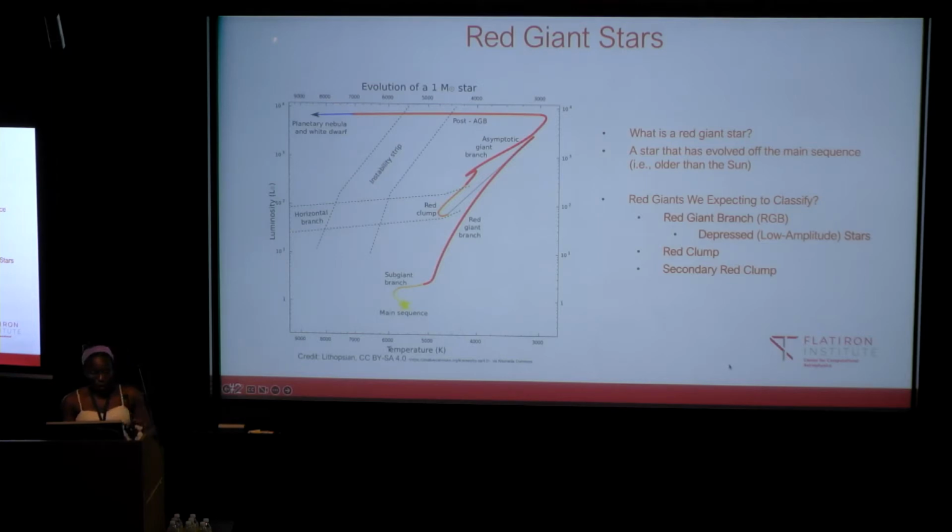For this project, we are looking to classify 4 different types of red giant stars. Those include red giant branch stars, red clump stars, secondary red clump stars, and lastly, low amplitude or depressed stars. These depressed stars, which are found mainly in the red giant branch, are stars that have developed convective cores while they were still on the main sequence. It's hypothesized that a magnetic field is induced within these stars due to the driving of plasma in a dynamo effect.